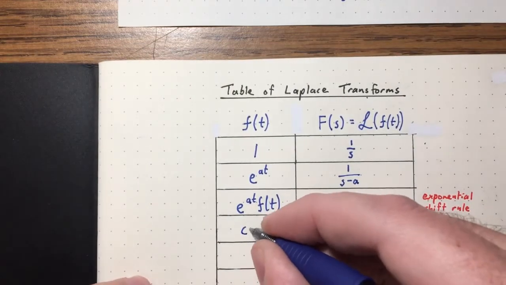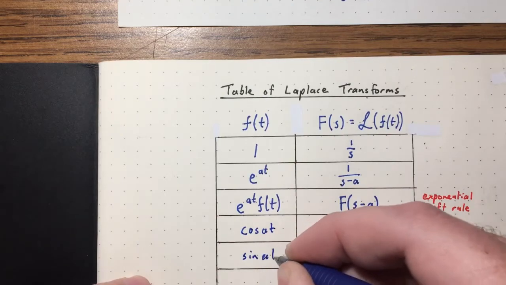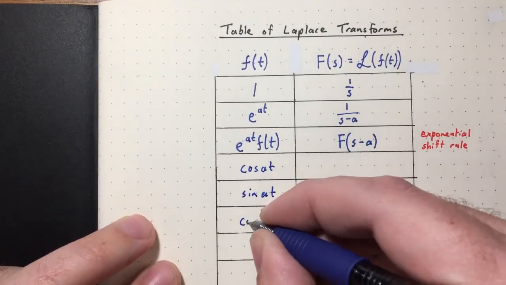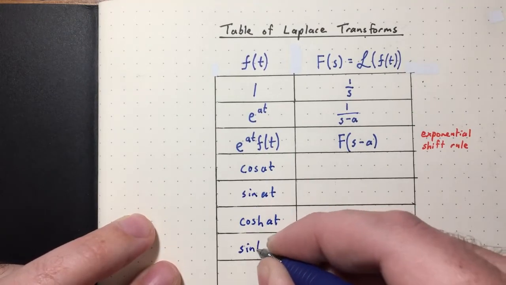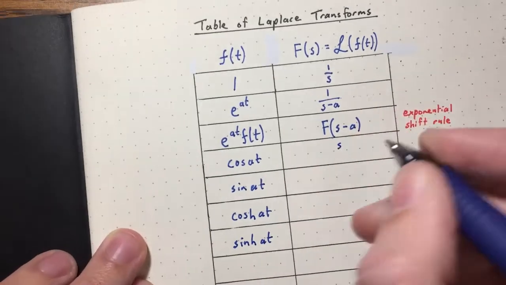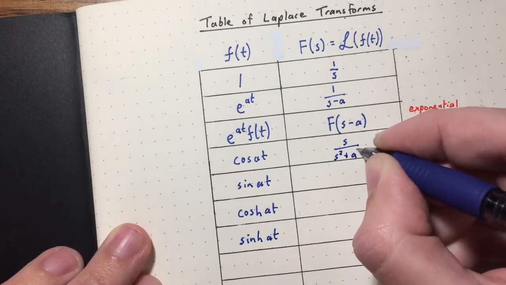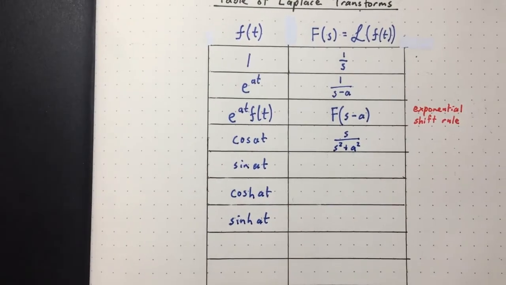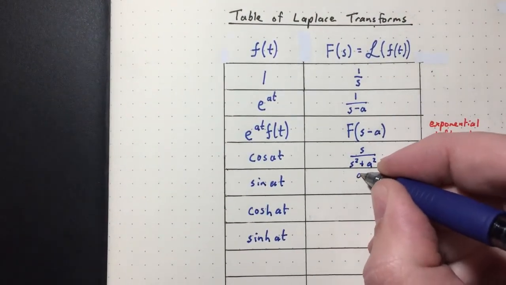So we've got cosine at and sine at, and then we'll do the hyperbolic ones also. I guess I did them in the reverse order in the lecture, but that's okay. So cosine is s over s squared plus a squared. So anytime we have the Laplace transform of cosine, we don't have to do it out again. We can just look at this table.